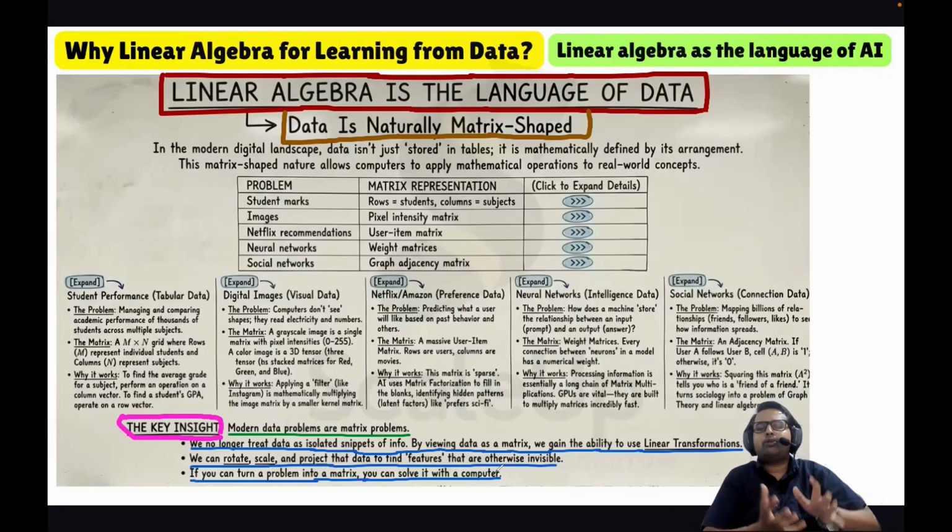If we are talking about computation, if we are talking about GPUs, then we have to treat the data as a matrix and not as isolated snippets of information. If we can turn a problem into a matrix, we can solve it efficiently using a computer or a GPU. So modern data problems are matrix problems, and hence if there is a matrix, there will be linear algebra. So we can say that modern data problems are problems of linear algebra.